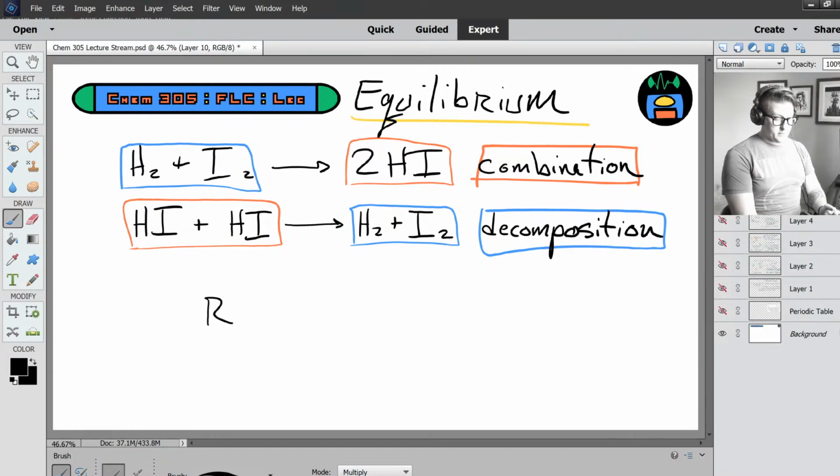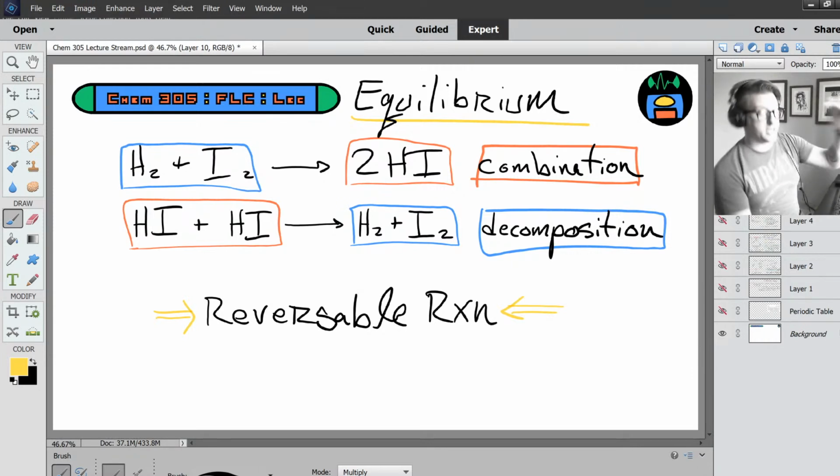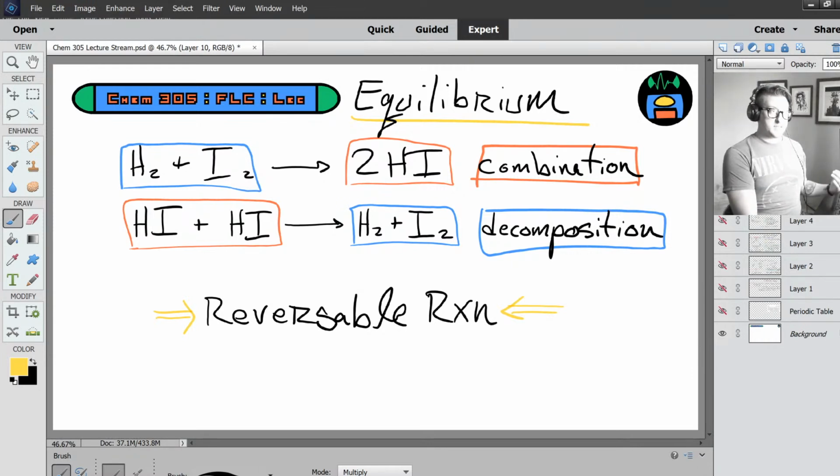This is an example of what is known as a reversible reaction. In a reversible reaction, the reactants of one are the products of the other, and the products of one are the reactants of the other. They swap roles.